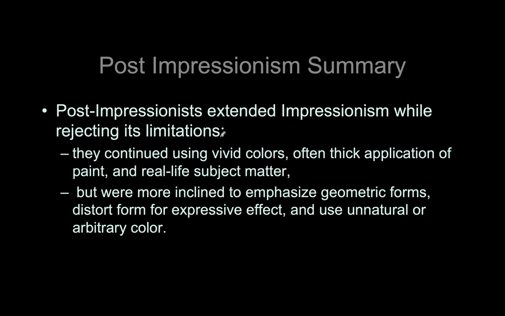Okay guys, so to summarize post-impressionism, I've mentioned the idea of an umbrella through the last several videos. So if you can picture that, post-impressionists are extending what impressionism was while rejecting the limitations of impressionism. They continue to use the vivid bright colors. They often use thick application of paint and real life subject matter. But the difference was they were starting to emphasize more geometric forms. They're distorting forms and shape for a very expressive effect, and they're using unnatural or arbitrary color.